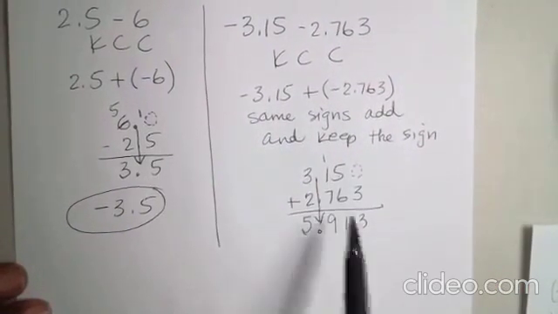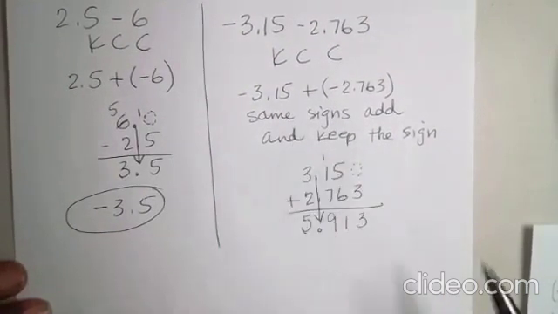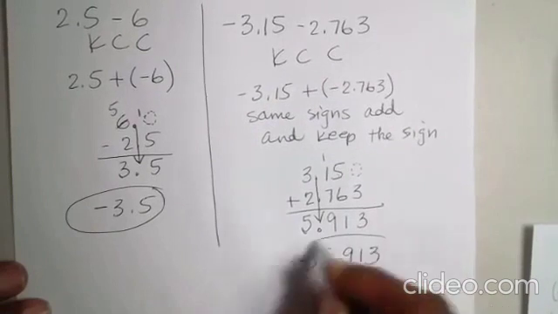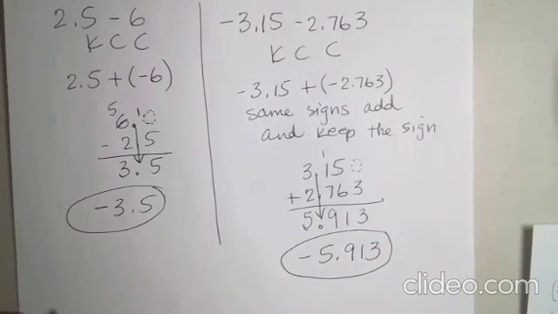So looking up at the addends, both of these are negative. Same signs add and keep the sign. So our answer is negative 5.913. Okay. That was adding and subtracting that we just did.